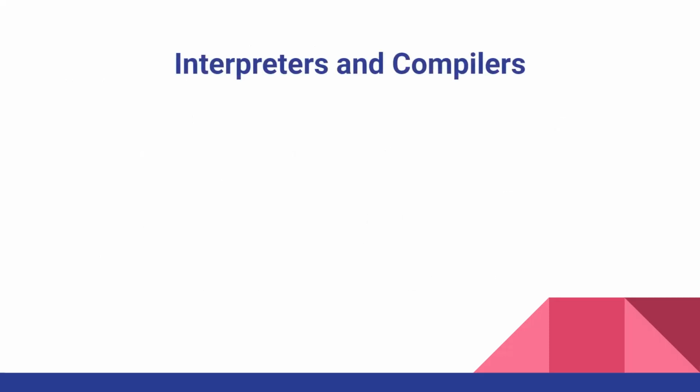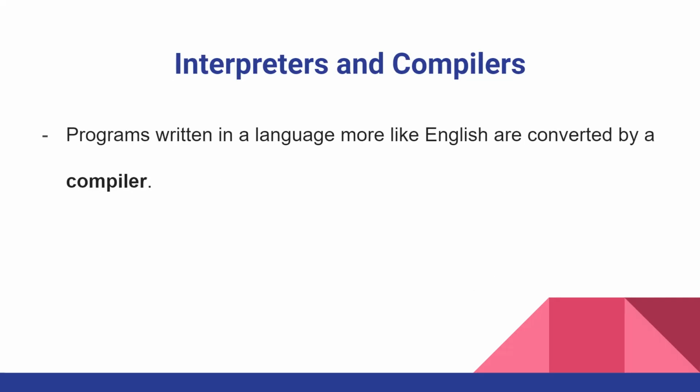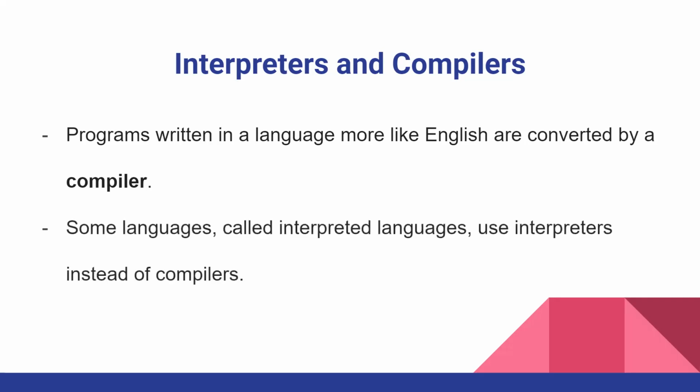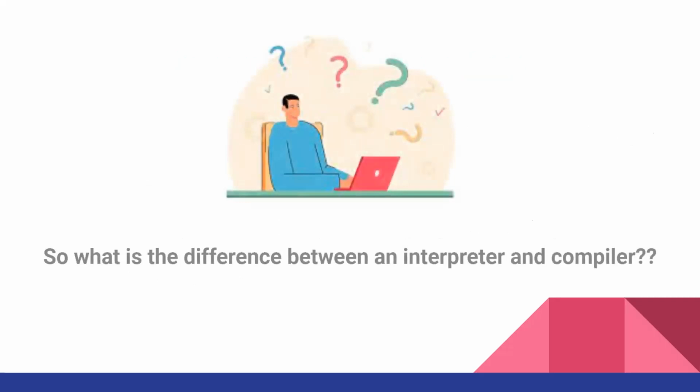Interpreters and compilers. Programs written in a language more like English are converted by a compiler. Some languages, called interpreted languages, use interpreters instead of compilers. So, what is the difference between an interpreter and a compiler? Let's see.